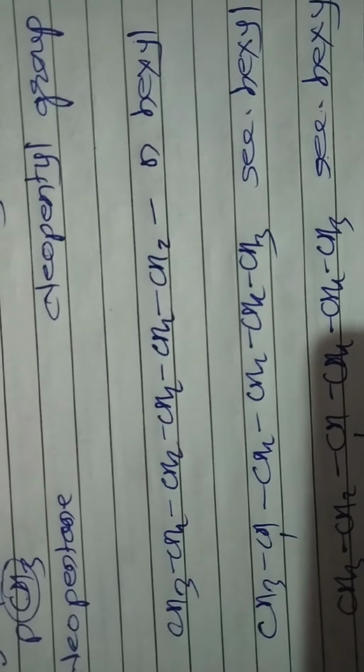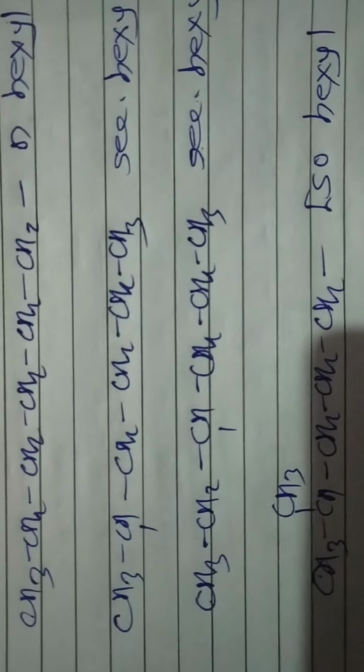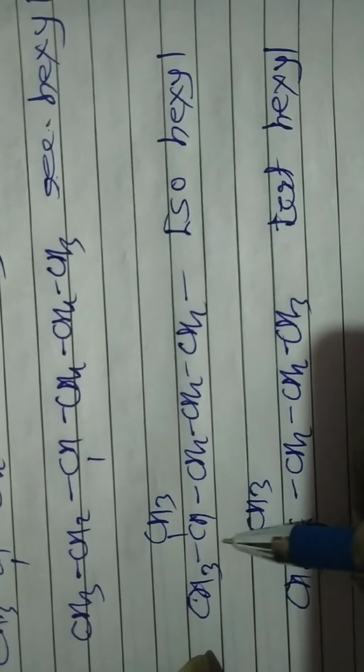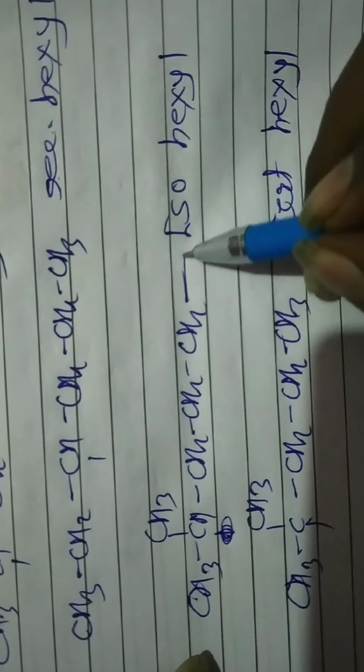Similarly, we can form N-hexyl, secondary hexyl, another type of secondary hexyl, isohexyl. Look at this isohexyl, this is isohexyl and the tertiary hexyl group. In this way, we can form different types of groups.